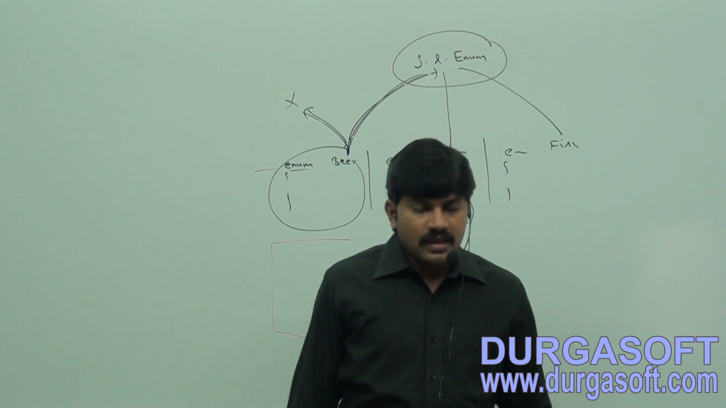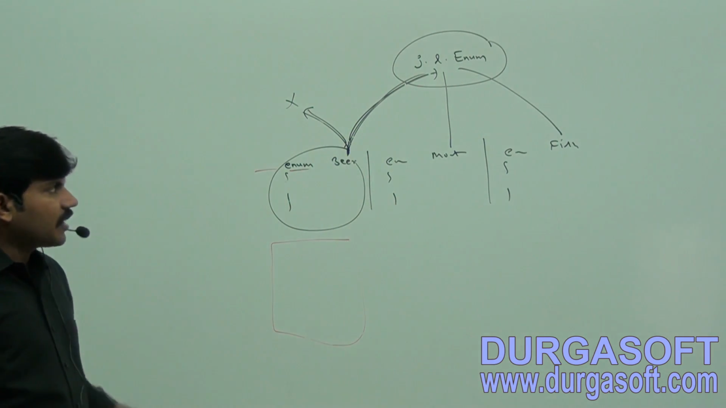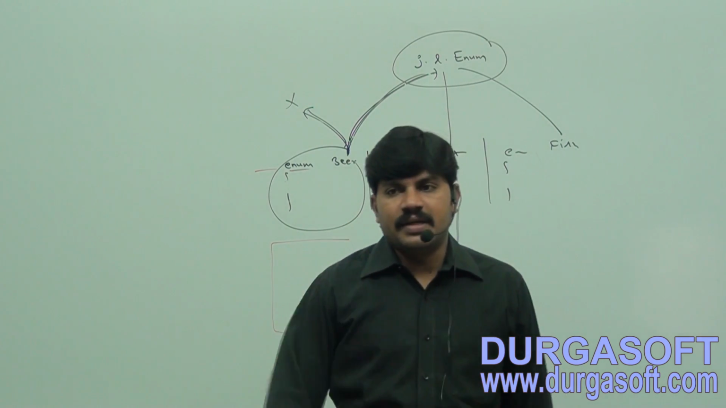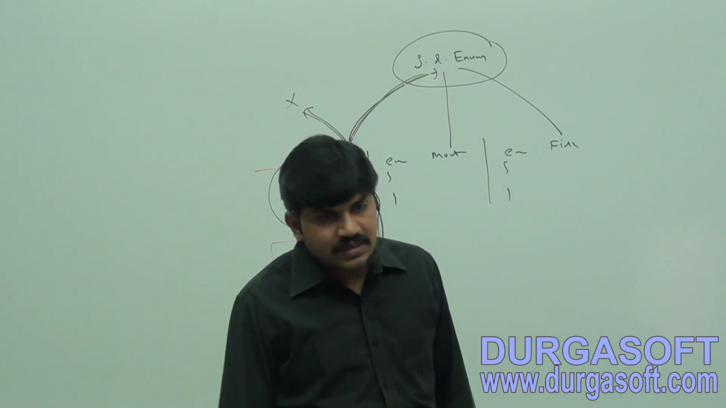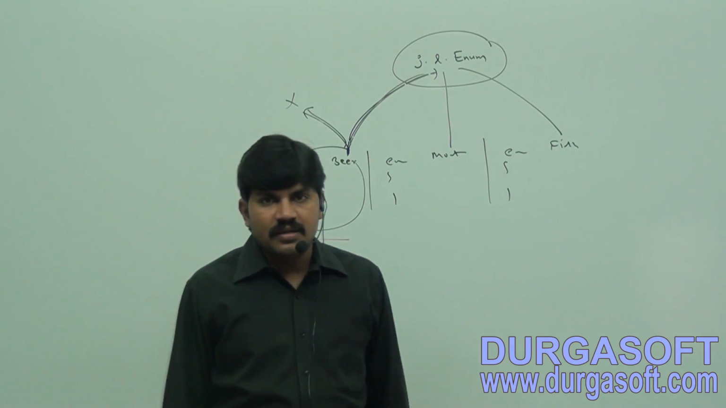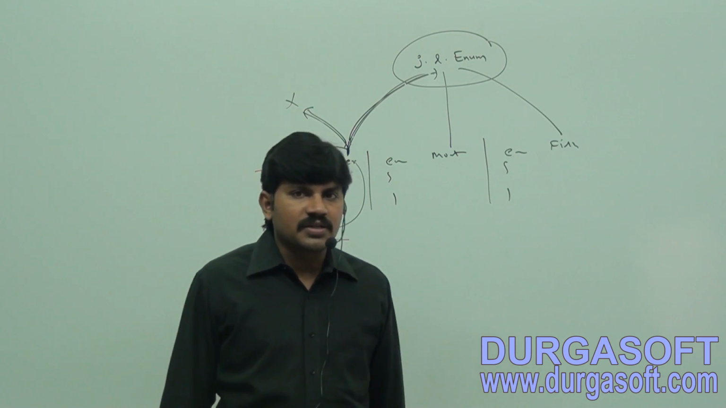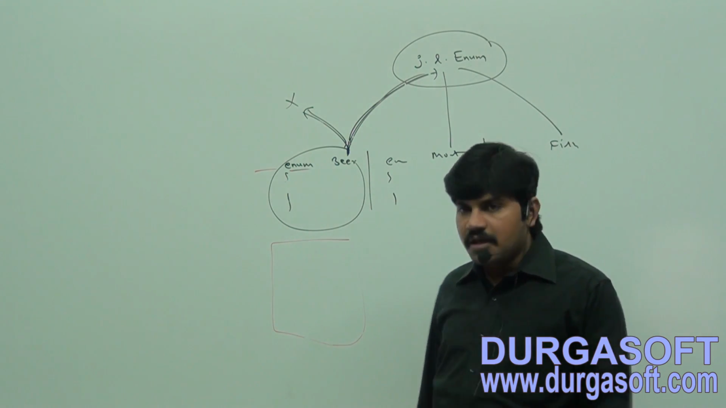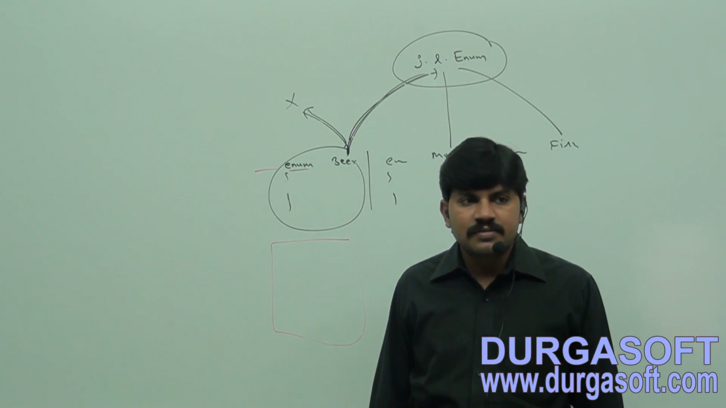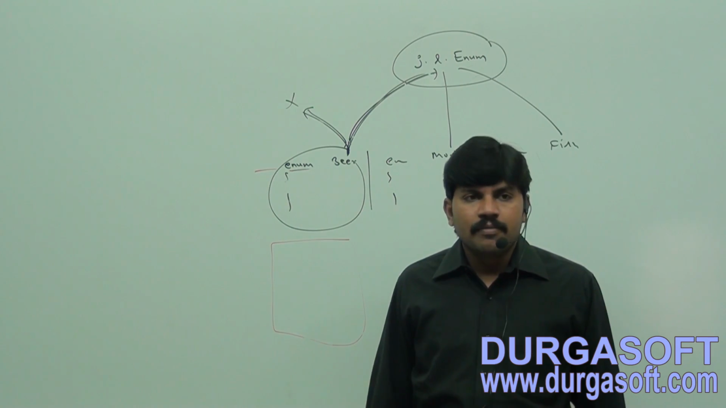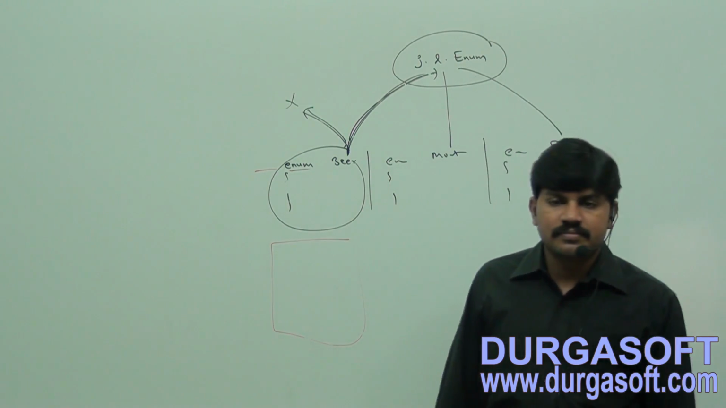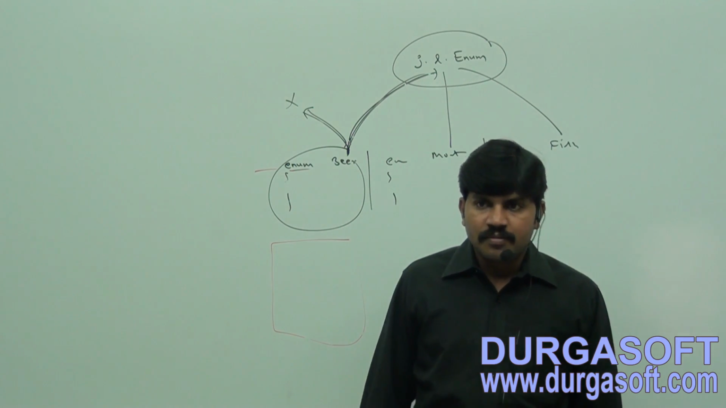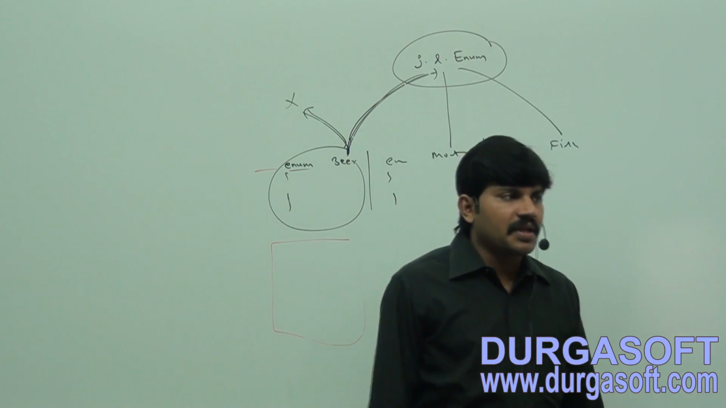And hence our enum can't extend any other enum, within brackets, because Java won't provide support for multiple inheritance. That is the internal reason.